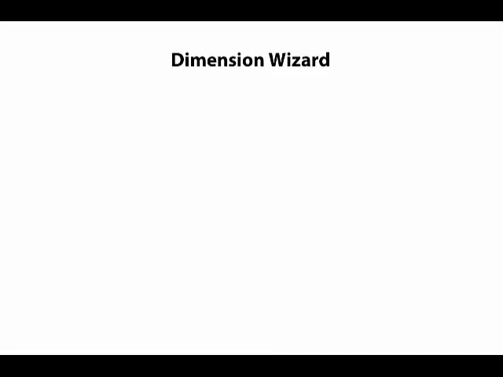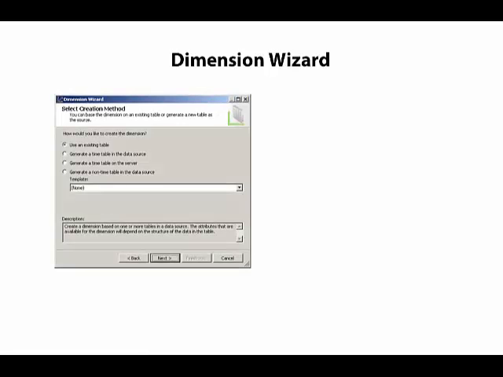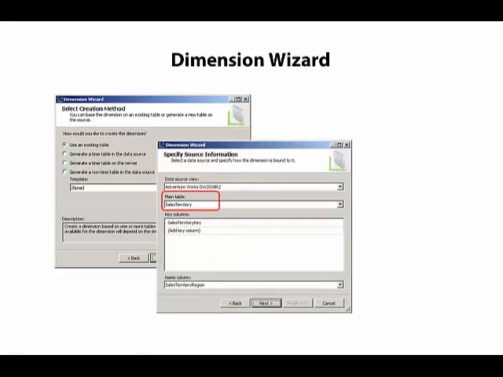In the previous module, we learned how to create dimensions using the top-down approach, and now we're going to see how to build dimensions from the bottom up. When we start the wizard, we need to specify the creation method. Most of the time, we're going to select the first option, use an existing table. When we design a dimension, we select the relevant table from the DSV, and then identify the key column.